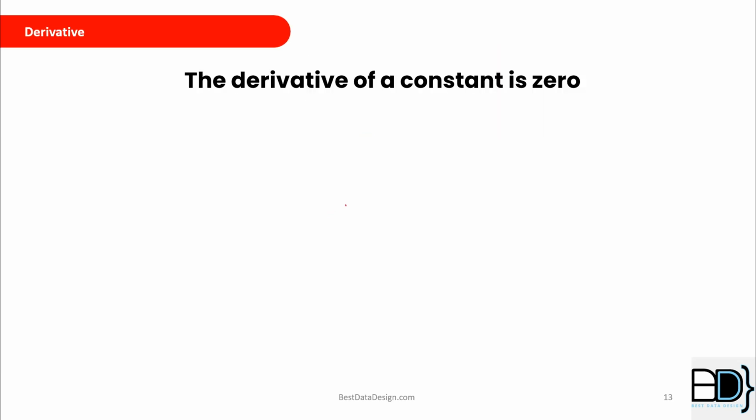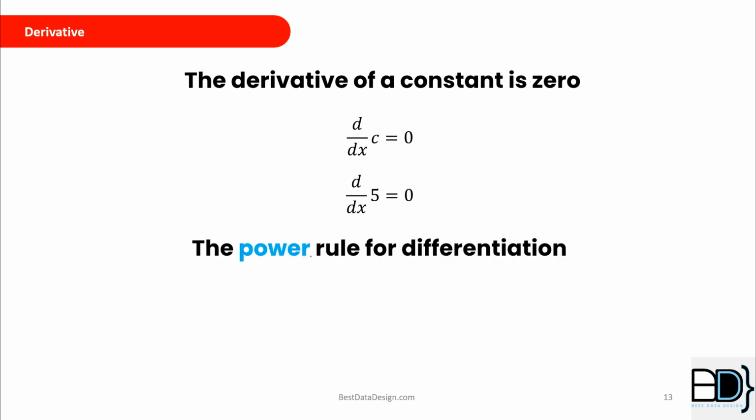Derivatives. The derivative of a constant is 0. So for example, the derivative of 5 is 0. The power rule is saying that when there is a power, x to the power n, the n goes behind x and we reduce the power by 1. Okay, so in this case, the derivative of x to the power 3 is 3 multiplied by x to the power 2.